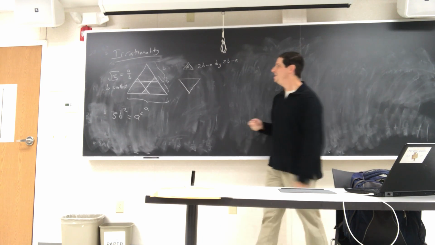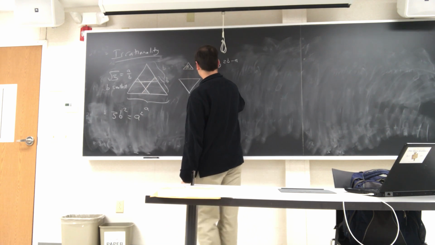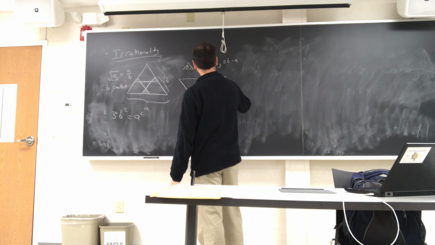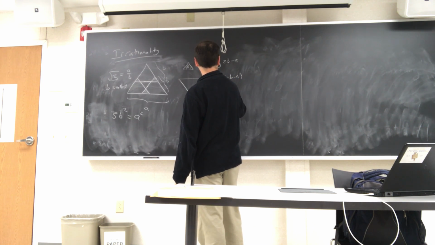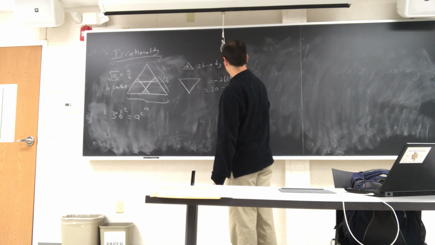B minus 2 times. Yeah, this whole side is b, so it's b minus twice that. So it's going to be b minus twice 2b minus a. So that will be 2a minus 3b.